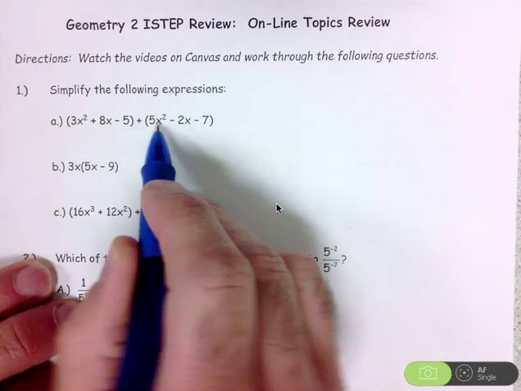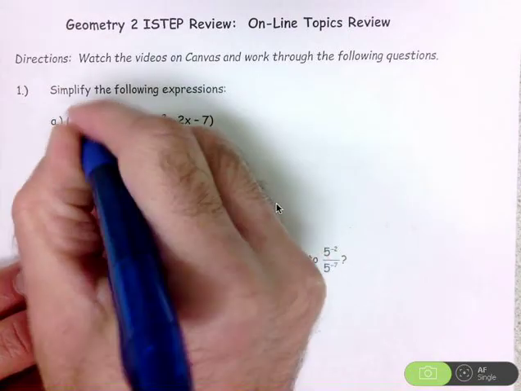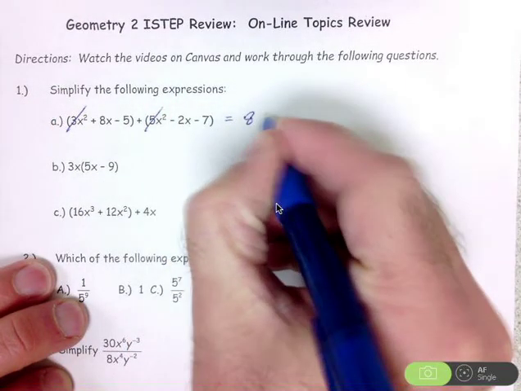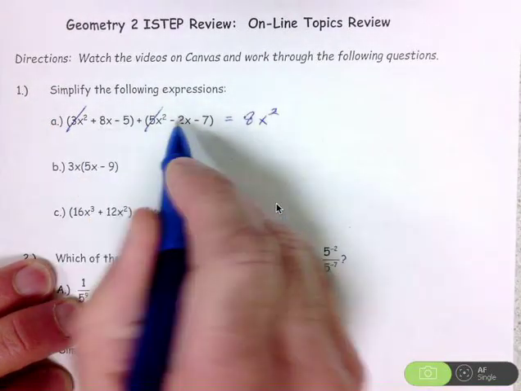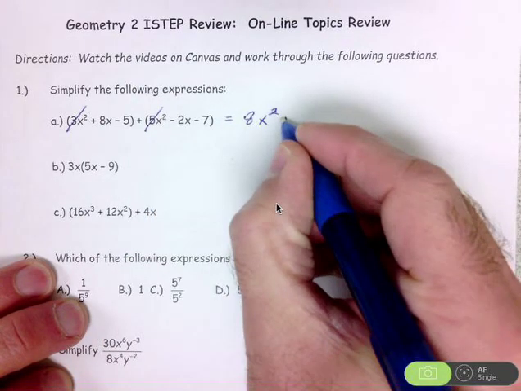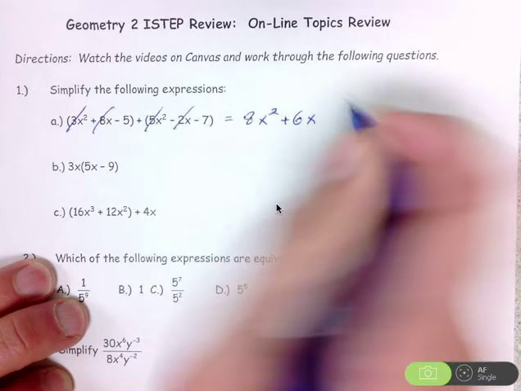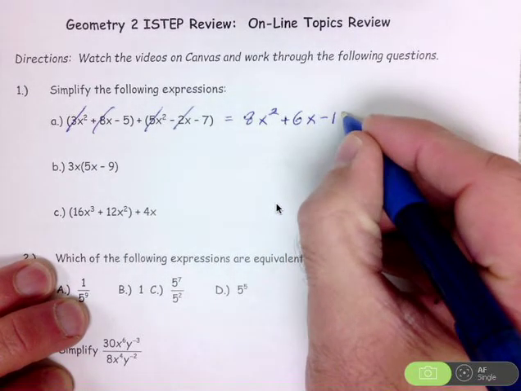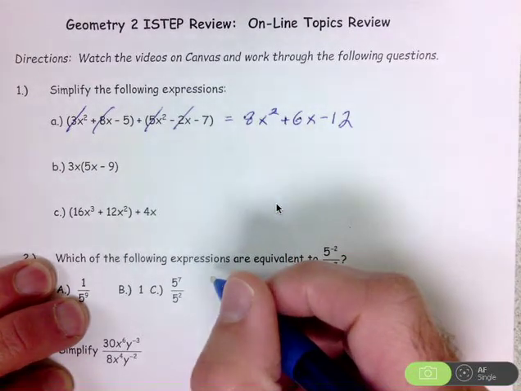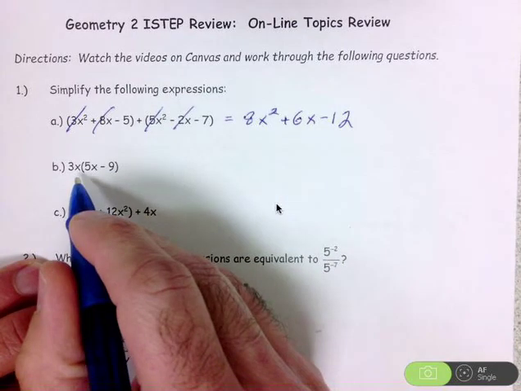So 3x squared plus 5x squared, that makes a total of 8x squared. So 8x minus 2x is 6x. And then the negative 5 minus 7 gives me the minus 12 at the end. We're done. So this is just distributing.